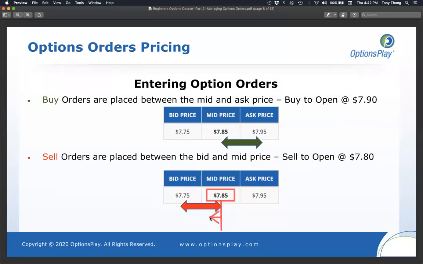Start there. See if you get filled. If it sits there for a few minutes and it doesn't get filled, then maybe you might move it to $7.80. And you should be able to get filled on something like that by $7.80. But if you don't, you can always move it lower.